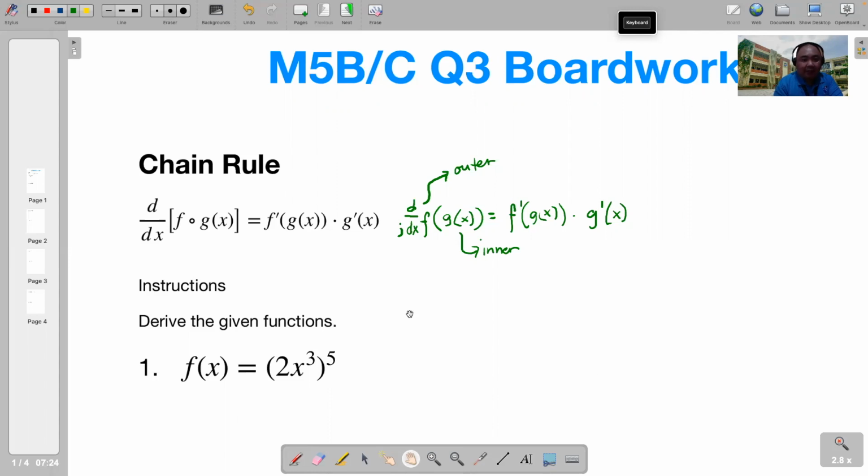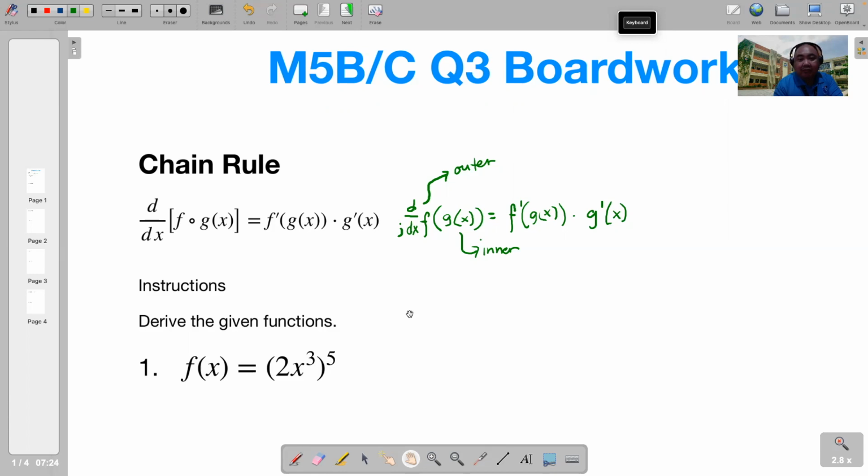And then again, you can rewrite the chain rule to be the derivative of f of g of x is the derivative of f with respect to g of x times the derivative of g with respect to x. Now, it is crucial when we are differentiating compositions of functions that we are aware what is the inner function and what is the outer function.